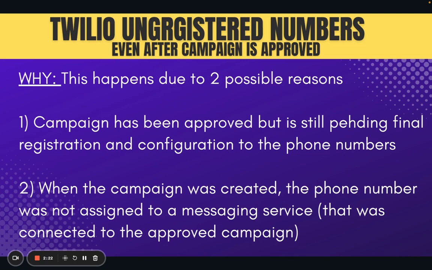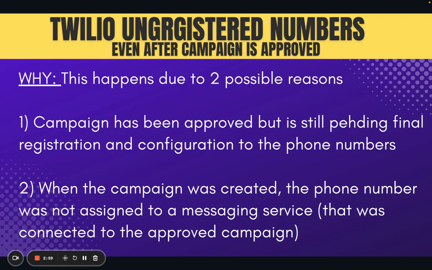The behind the scenes technical aspect of now, okay, this campaign is approved. Now let's match this campaign and configure it properly to the actual phone numbers that are connected to this account. And they do this via messaging service. It was called messaging services. And don't worry, I'll go back and show you what this means as well. So that's one reason. Or reason number two is when the campaign was created, the phone number was not assigned to a messaging service that was the correct messaging service that is connected to the approved campaign.